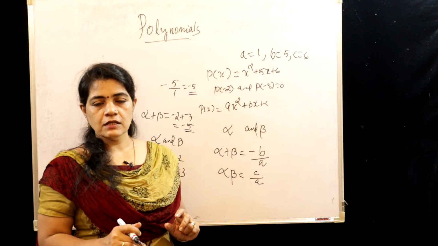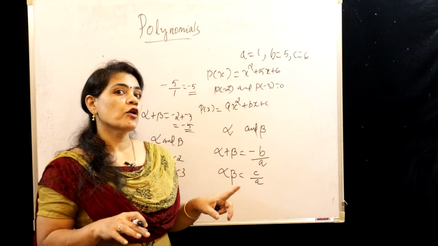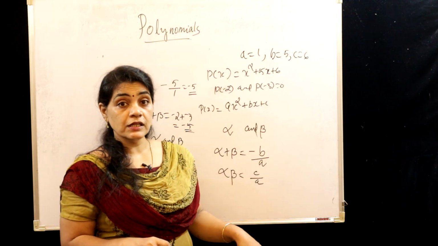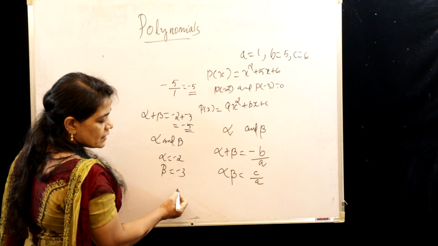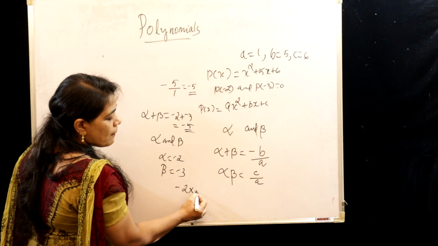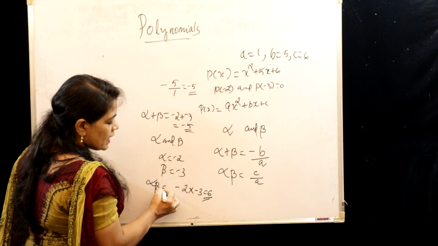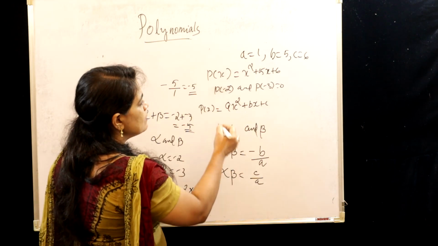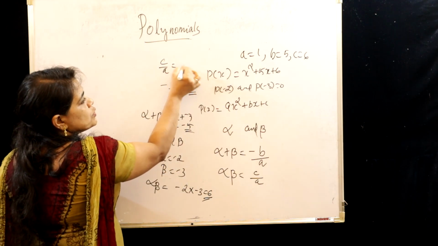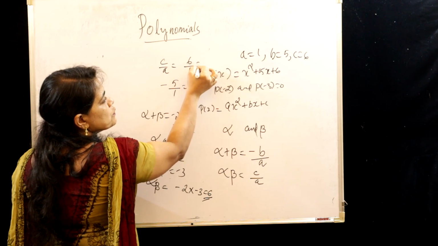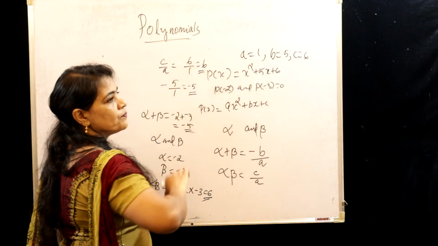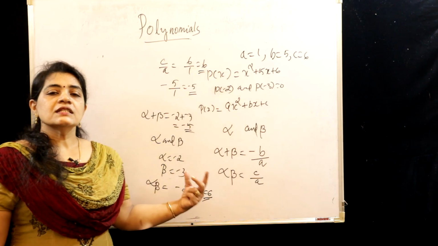That is, alpha plus beta is equal to minus b by a, and the product of zeros, alpha into beta. What is alpha into beta? That is minus 2 into minus 3, which is 6. This is alpha beta. And what is c by a? C equal to 6 and a equal to 1, so 6 by 1 is 6 itself. So this is the relationship.